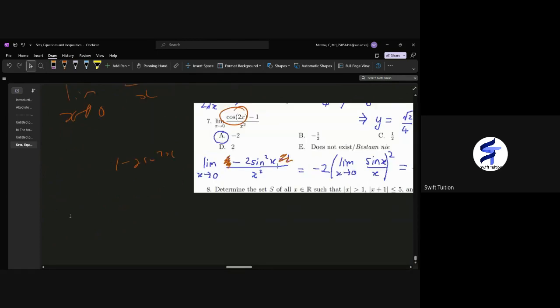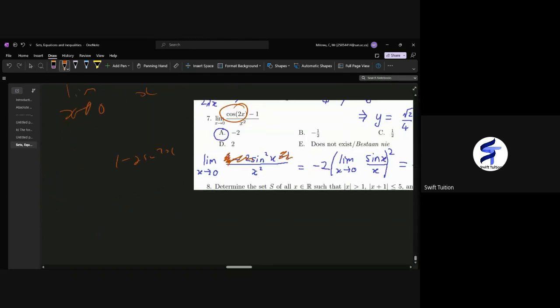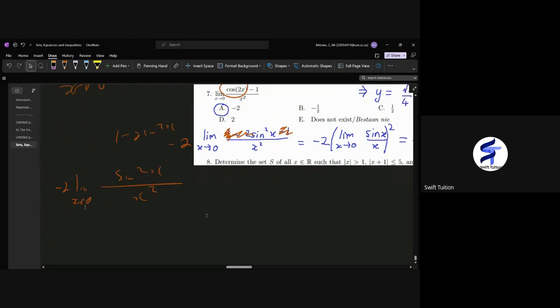So I can take this constant and pull it out of the limit expression and leave it outside. I'm left with sine squared x over x squared, which is not what I want, really. So I have -2 times the limit as x approaches 0 of sine squared x over x squared. I can rewrite this as sine of x over x, the limit as x approaches 0.